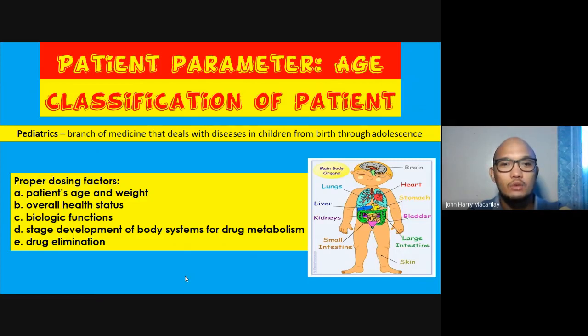So for pediatrics, we have to consider the undeveloped organs. If they are still undeveloped, their functions are not yet fully established. For example, the liver and the kidneys, which are responsible for metabolism and excretion. Especially for neonates and infants, because the development occurs from 2 years old, we have to consider the undeveloped organs of the neonates and the infants. So instead of the drug being metabolized and excreted, it will be reabsorbed, which can also cause accumulation and which can cause toxicity to the patient.